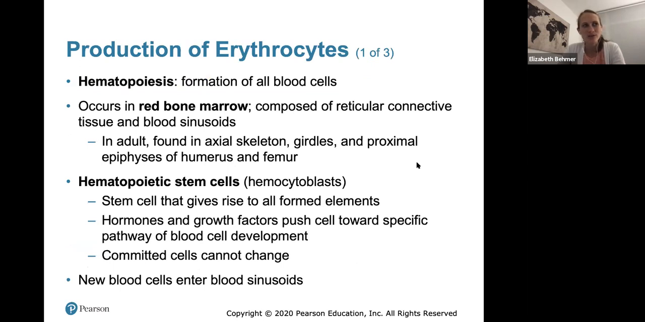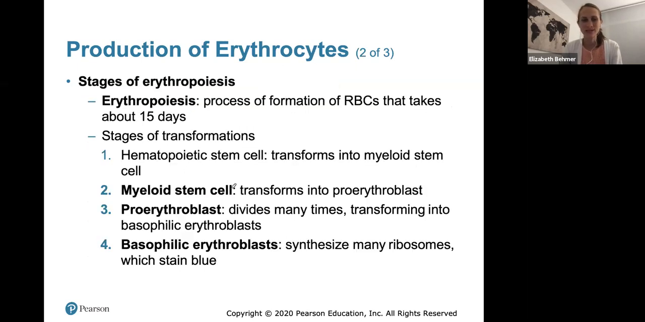The production of erythrocytes, there might just be one question about how they all come from the same stem cell, but hematopoiesis is the idea of forming red blood cells. It happens in the red bone marrow. Hematopoietic stem cells is just the stem cell that gives rise to all the formed elements. Knowing the exact process and stages of erythropoiesis isn't super important. You just need to know what the word erythropoiesis means, the formation of red blood cells.